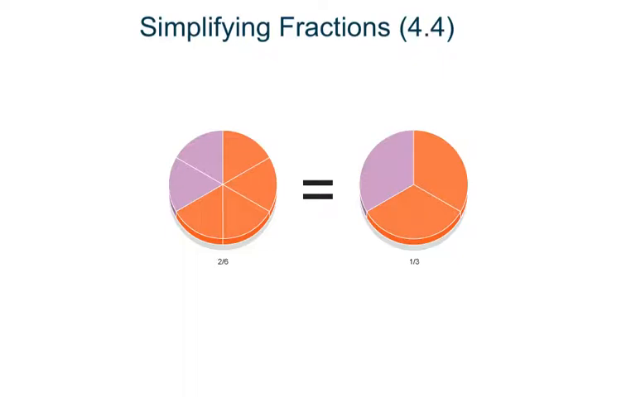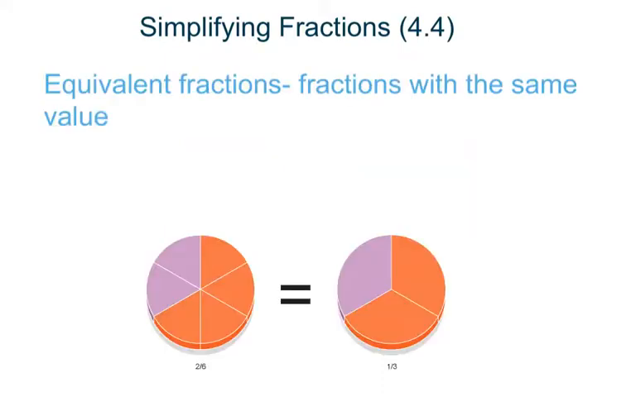Alright, simplifying fractions. Well, look at these two shaded regions. In the purple region here, 2 out of the 6 are shaded, and over here only 1 out of the 3 are shaded. But it still takes up the same amount of space, so these are going to be equivalent fractions. So equivalent fractions are fractions with the same value. They mean the same.